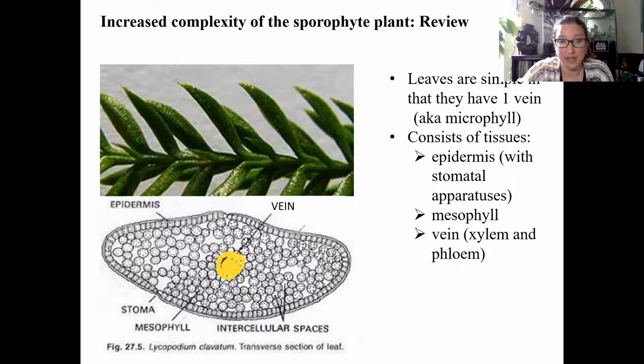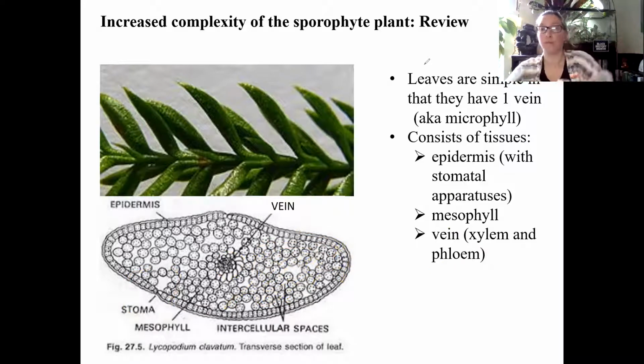It has an epidermis, which is on the outside. Notice it has stomatal apparatuses, right? So it's capable of complex gas exchange, right? Here is a stomatal apparatus. It has a mesophyll. These are all tissues, right? Mesophyll, so that's this whole area here, etc. Mesophyll is where your photosynthetic pigments are going to be, where photosynthesis is going to occur. And yes, of course, the vein includes xylem and phloem because we're in the vascular plants.